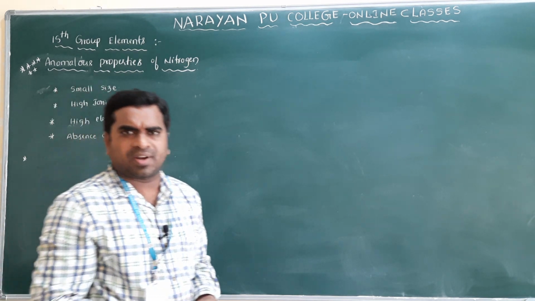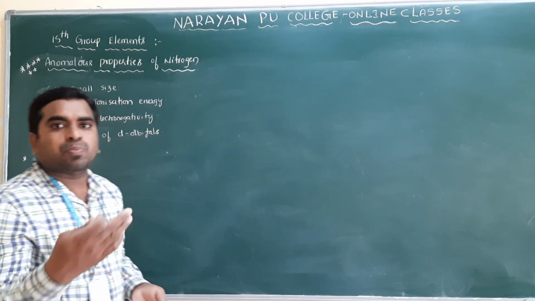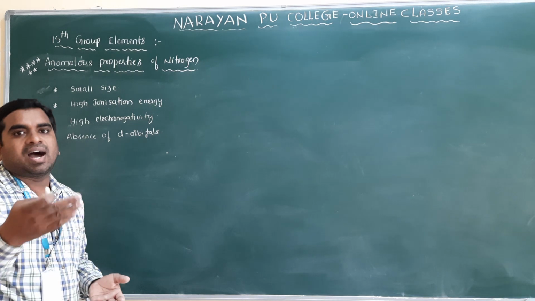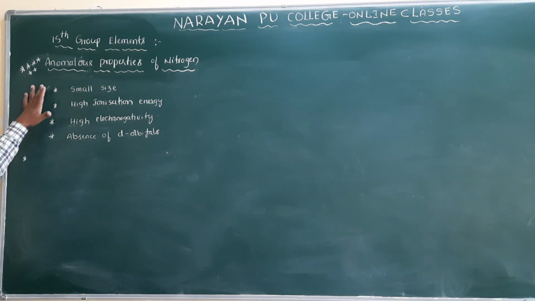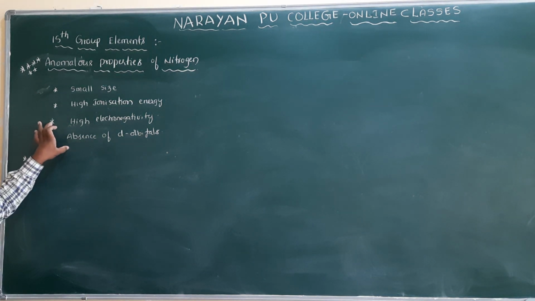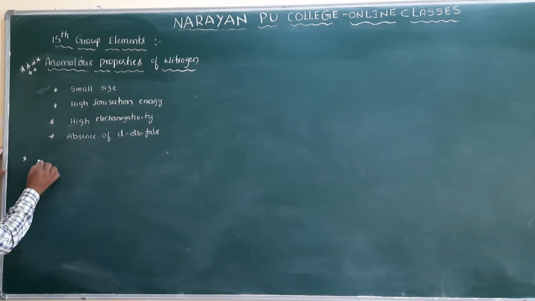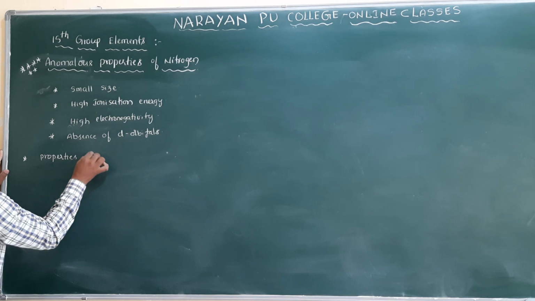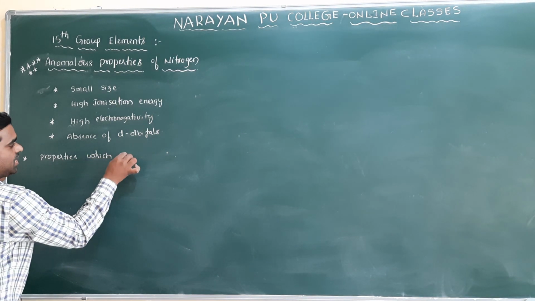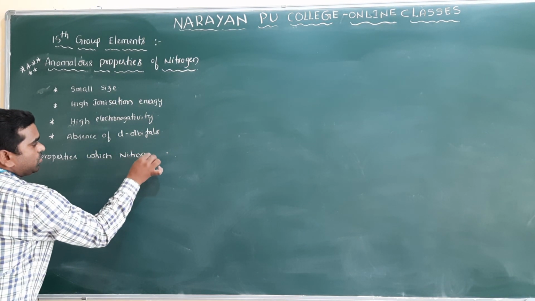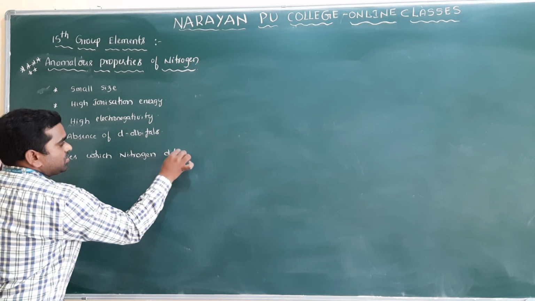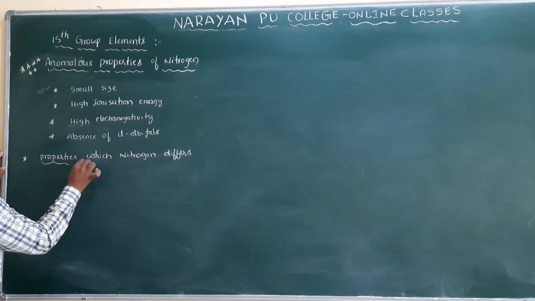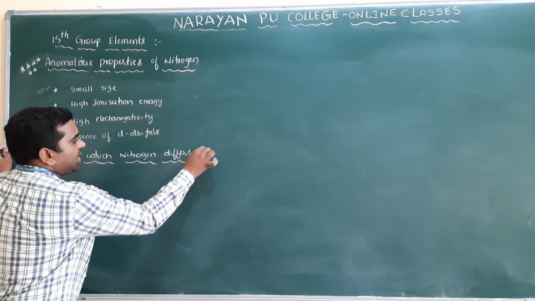Now, in which properties does nitrogen behave differently? What are those properties? In which properties does nitrogen show differences from the other elements? In the examination you have to write these 4 points only. So here, the properties in which nitrogen differs from the other elements.